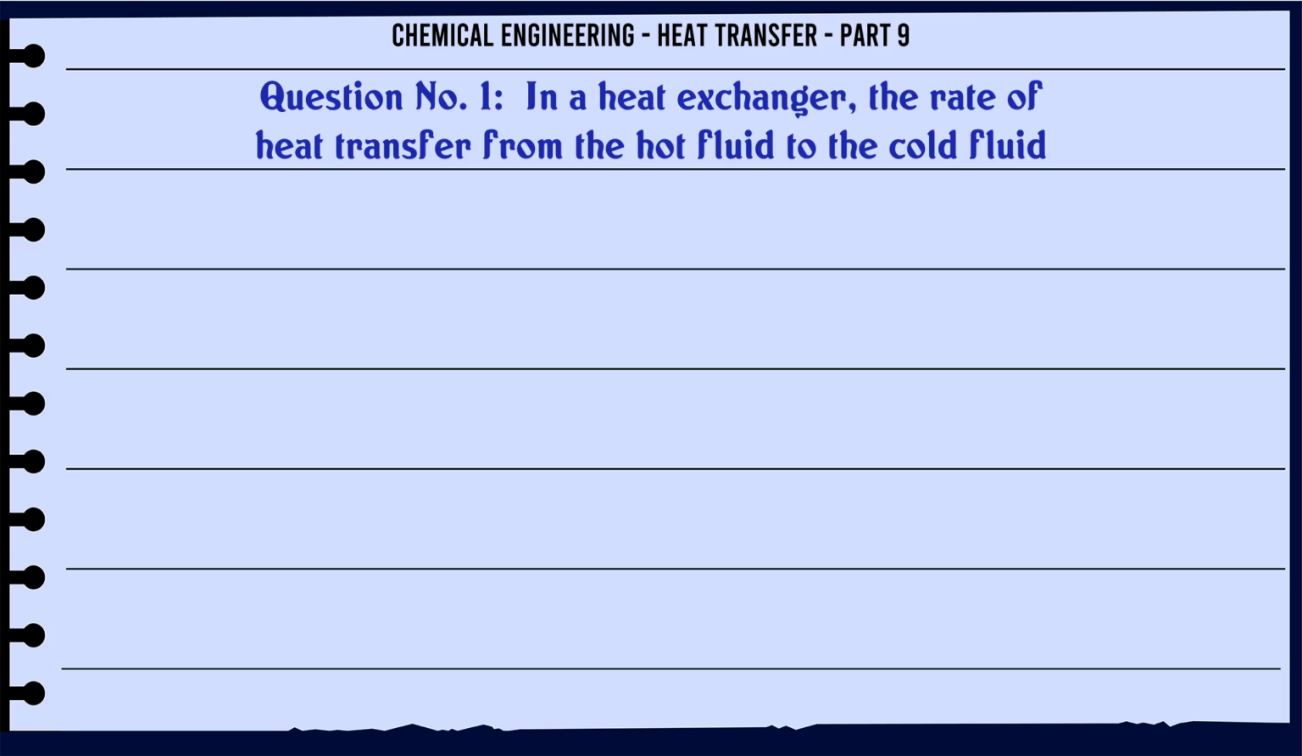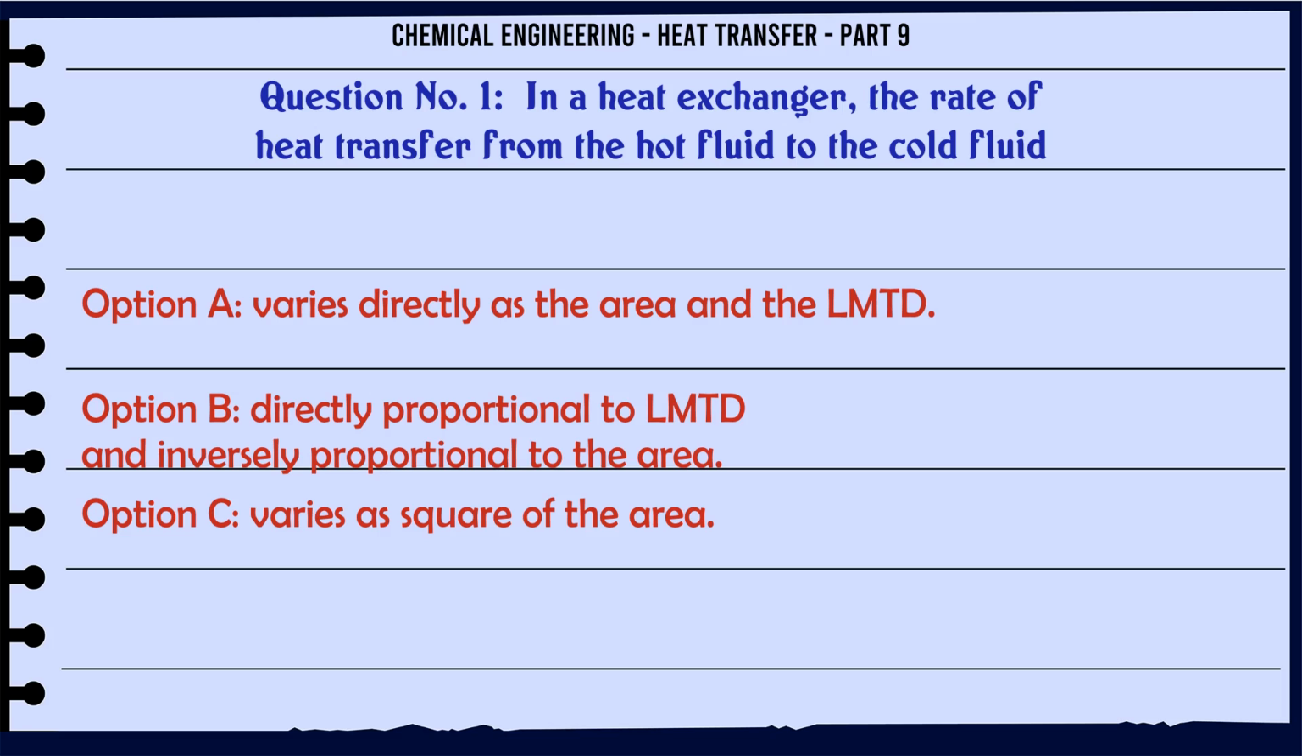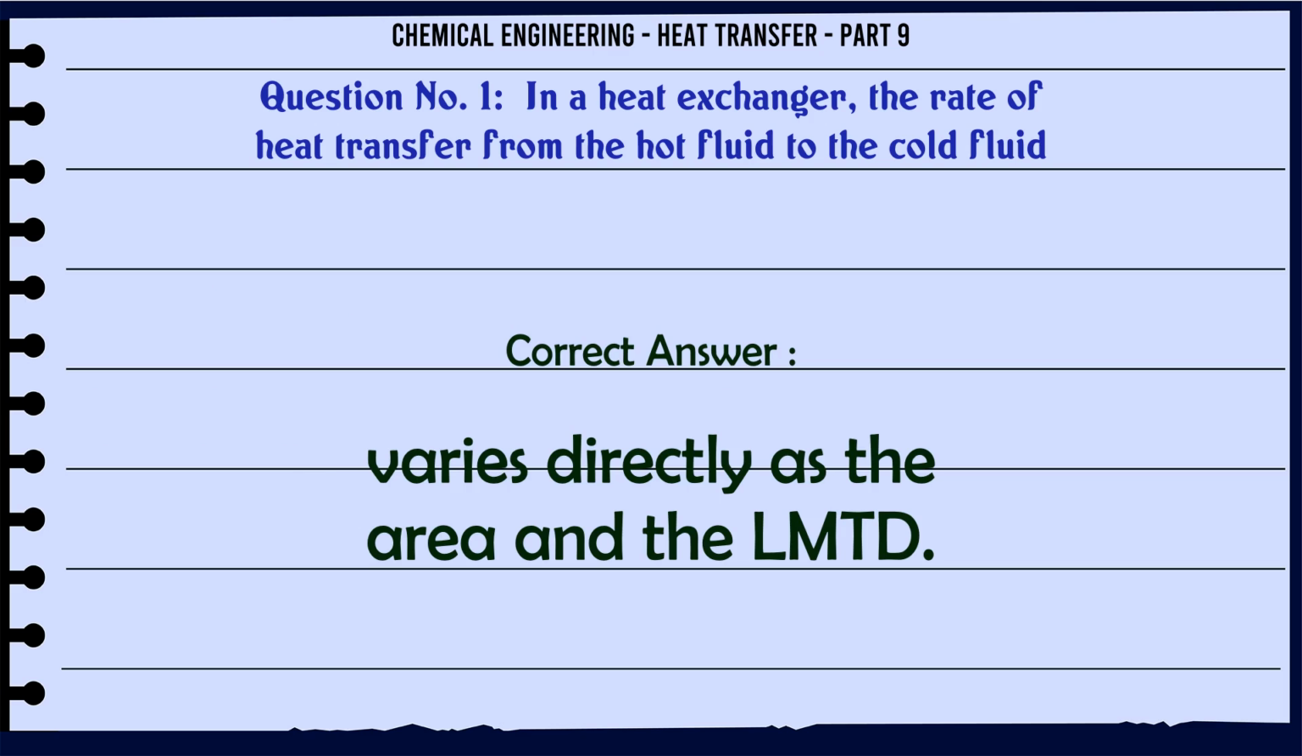In a heat exchanger, the rate of heat transfer from the hot fluid to the cold fluid: A, varies directly as the area and the LMTD; B, directly proportional to LMTD and inversely proportional to the area; C, varies as square of the area; D, none of these. The correct answer is varies directly as the area and the LMTD.